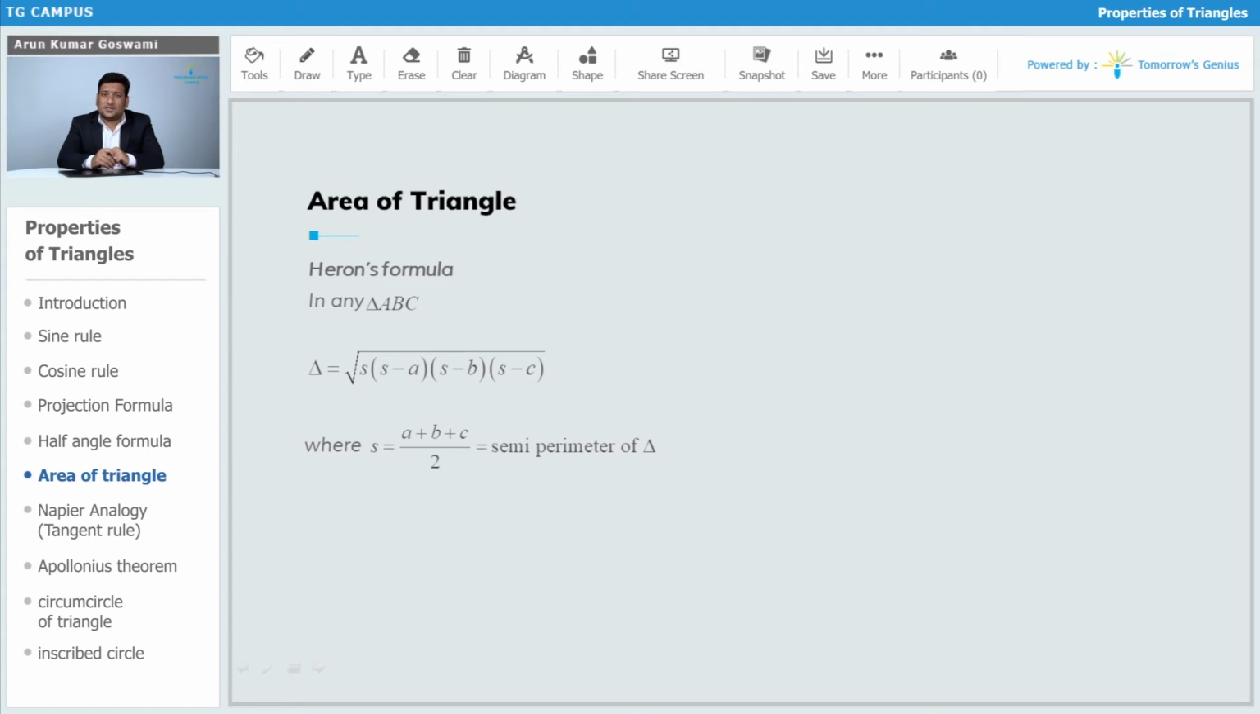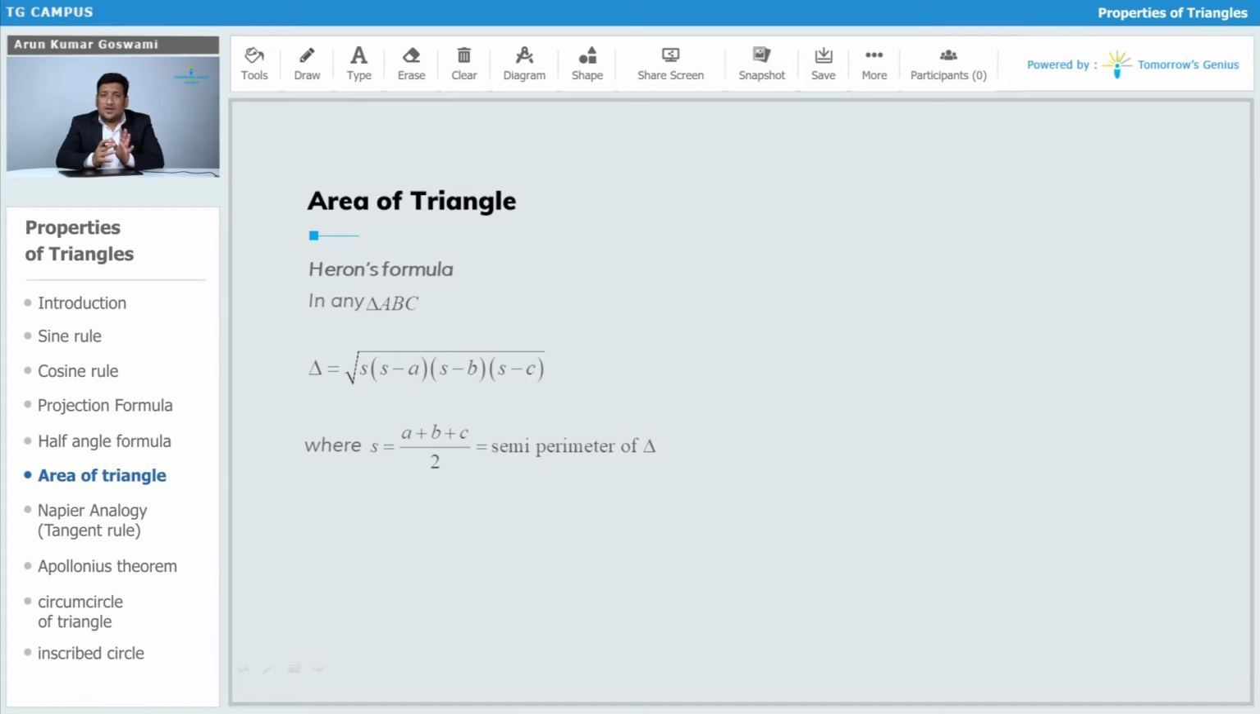Because if we know it is an isosceles triangle, an equilateral triangle or a right angle triangle, it will be easier for us to find the area. But if we don't know about the angles, if we don't know whether the triangle is right angle, isosceles, or equilateral, that is called a scalene triangle. For the scalene triangle, we have to use Heron's formula.